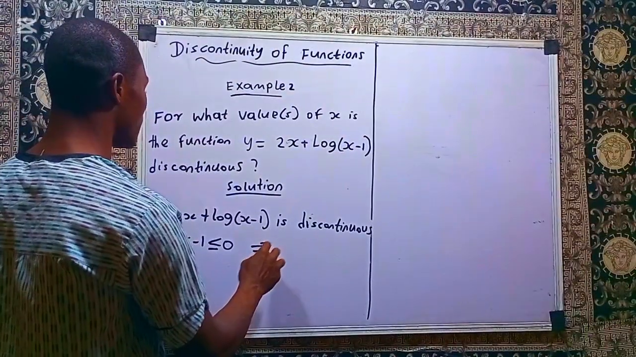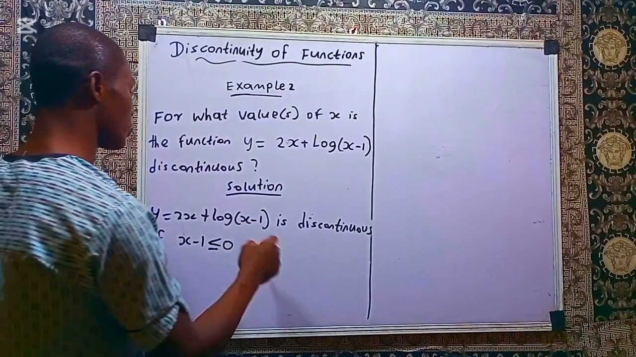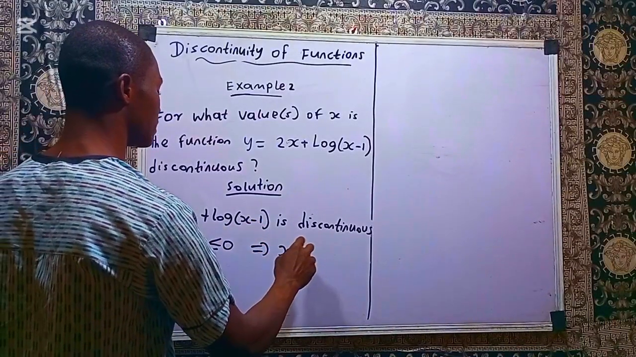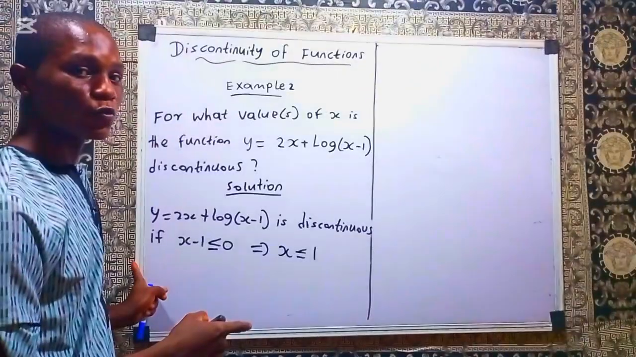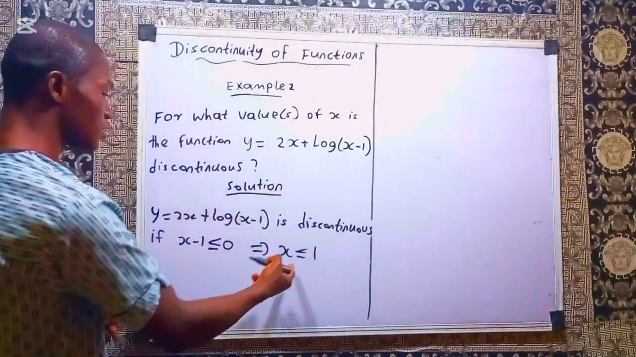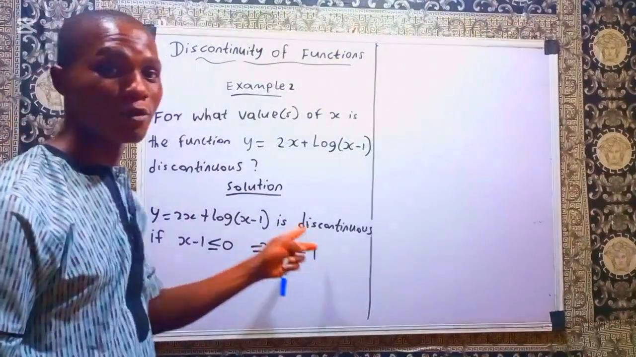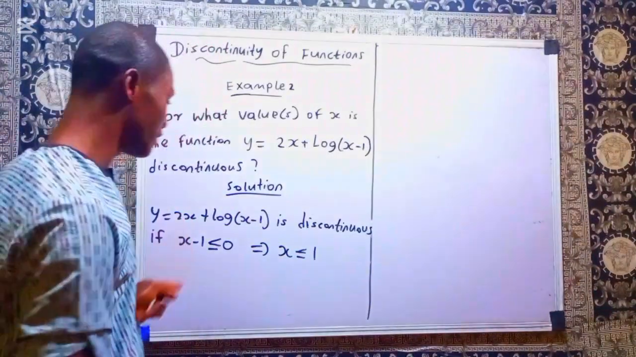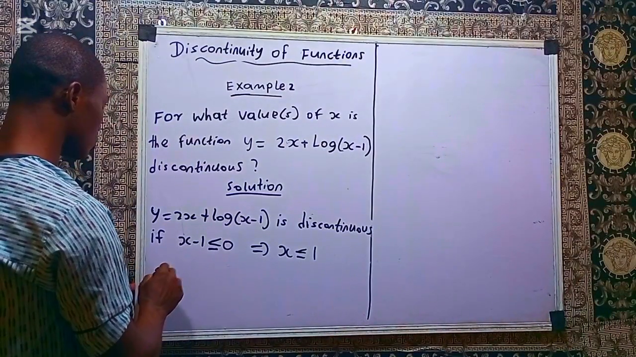Then this simply implies if you move minus 1 to the right, you are going to get positive 1. You now have what? X is less than or equal to what? 1. So when x is less than or equal to 1, log of this will not be defined. But all numbers less than or equal to 1, which means from 1 down to what? Negative infinity.